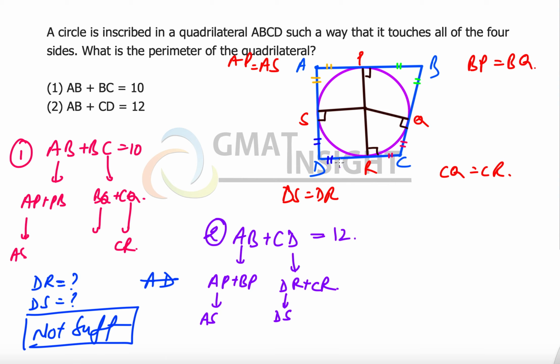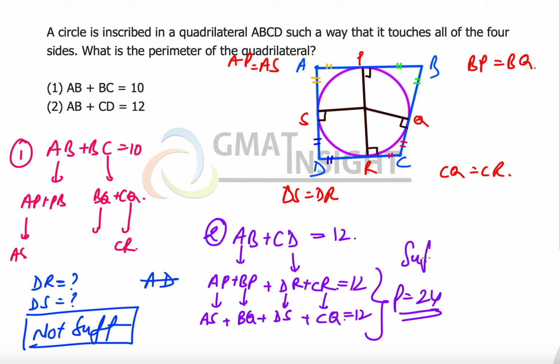Similarly, now we are left with the length of BC. Let's quickly see. CR is the same as CQ and BP is the same as BQ, which means that now we have these four lengths and the remaining four lengths will also have the same sum. So if it is 12, the sum of the remaining lengths will also be equal to 12. That means the perimeter is going to be 24, and hence the second statement alone is sufficient to answer the question, which gives us the answer as option B. Happy learning.